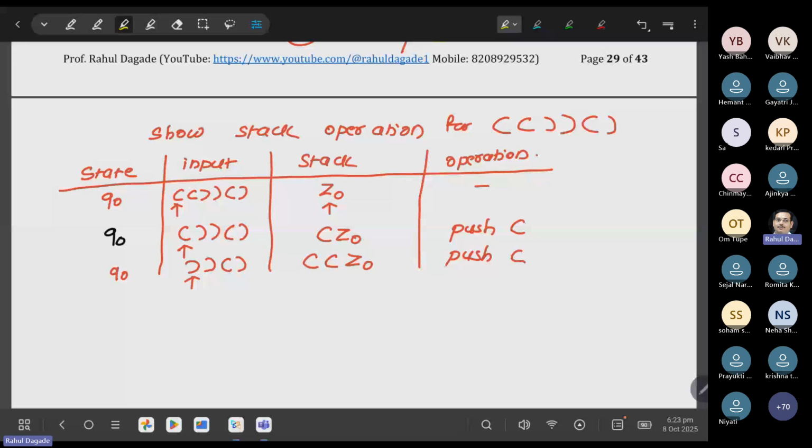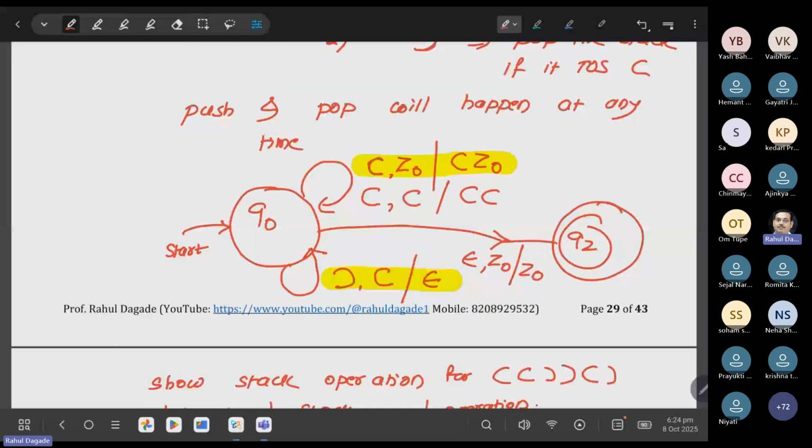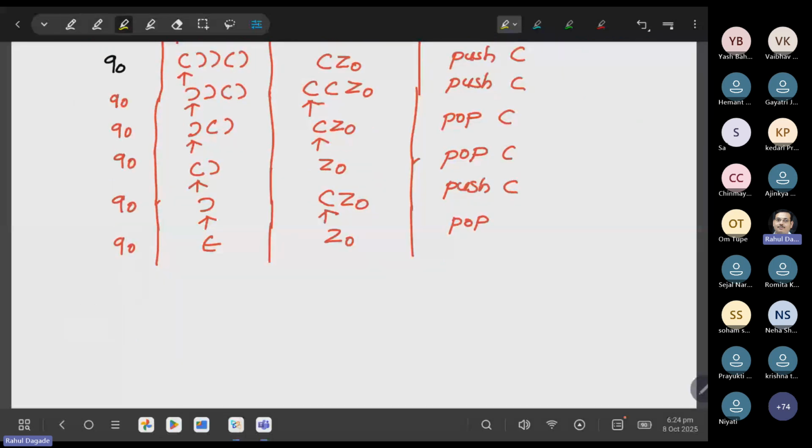Now again in the q0 state, closing parenthesis, top of stack contains an opening parenthesis. So it is q0 again. The input is now finished. It is a null input, and z0 is on the stack, and here it is a pop operation. Now we are in the q0 state, and when null is the input and z0 is on top of the stack, then we are coming into a final state. So q2.